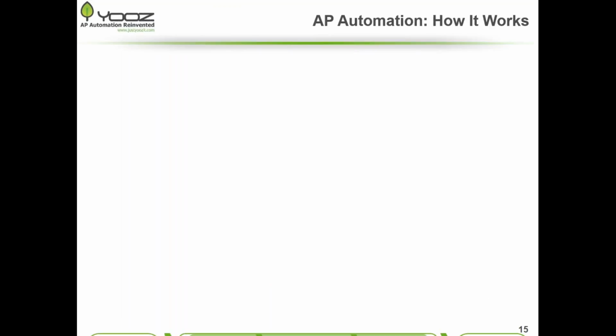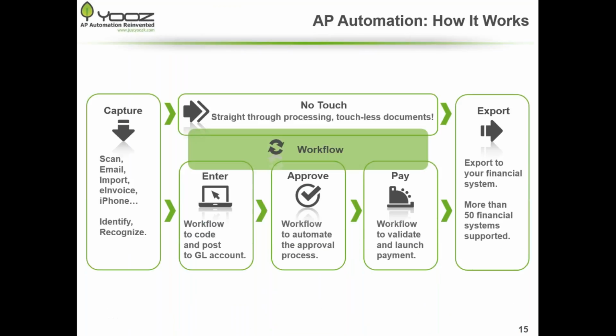So the implementation. The ideal dynamic workflow handles your entire invoice cycle in 5 phases. So those 5 phases that you can see here: capture, enter, approve, pay, and export. So your accounts payable process will start with the electronic capture of an invoice. So how are we capturing those documents and sending them into the system?